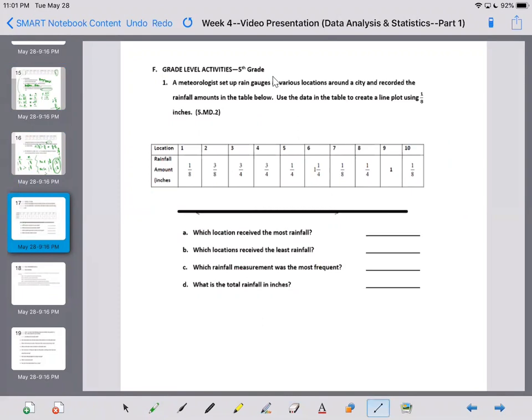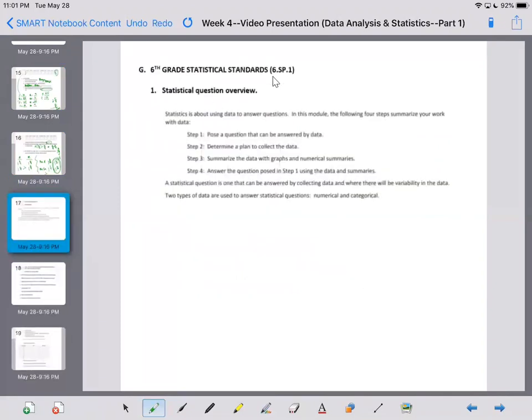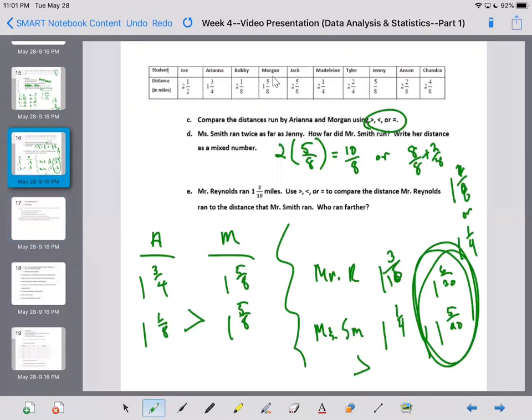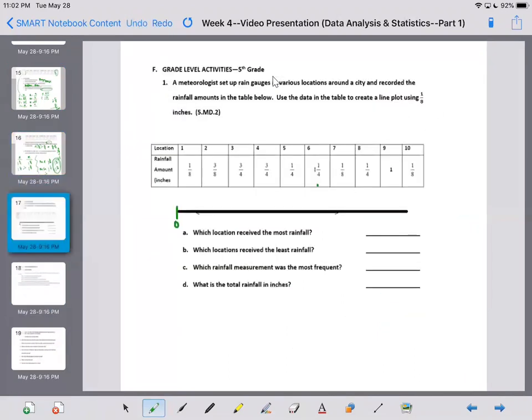So again, we'll start with 0. And we look at our table up here, we've got 1/8, we go all the way to 1/4. So, or 1 and 1/4. So I'm going to go to 2, and then make everything with 8s in between.